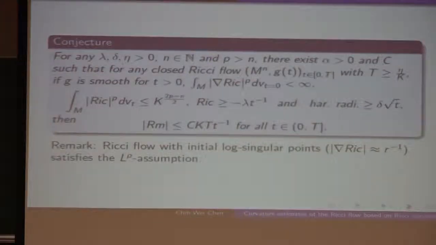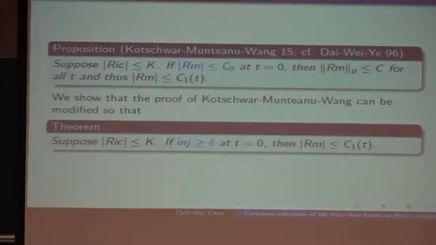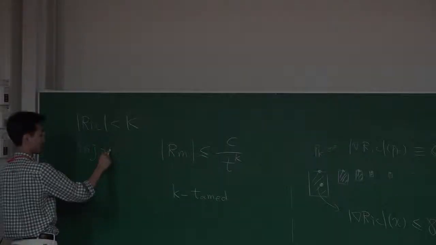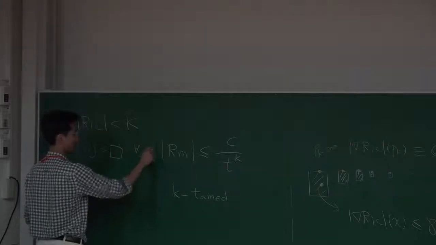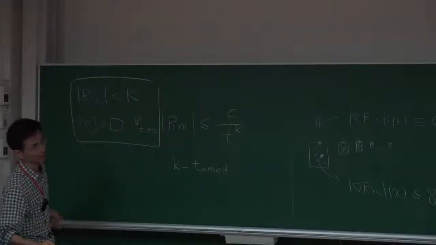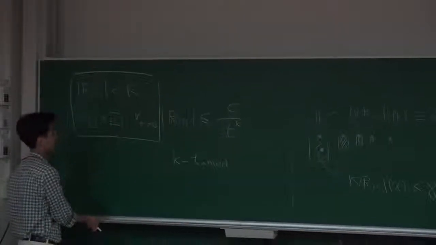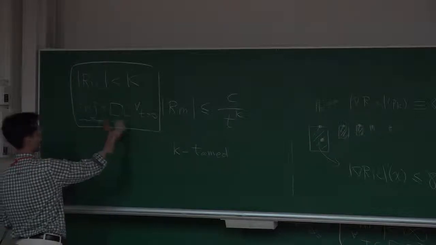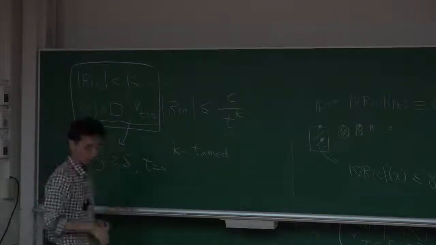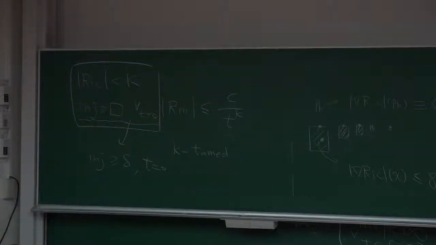Okay. So this is compared to our theorem. Our theorem says that if you have a Ricci bound and you have an injectivity radius bound by something for all t larger than 0, then you have a curvature bound. And if we use the approach of Cascini, Montiano, and Wang, then you can see that this can be replaced by the initial injectivity radius. So it's quite interesting. These two approaches involve different information.